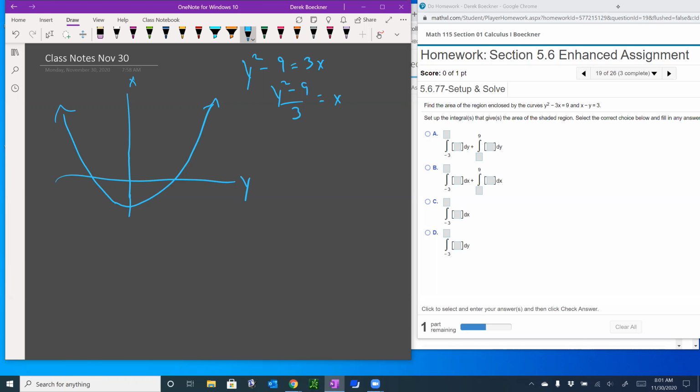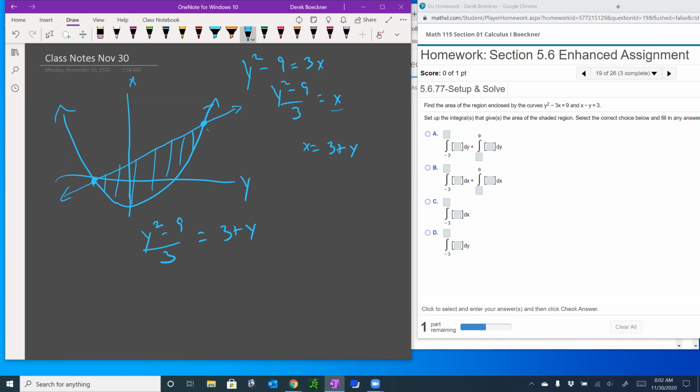And then x equals y plus 3. Going to look something like that. I need to figure out where to start my integration and where to end my integration in terms of the y values. So I need to figure out where these points cross. So if I've solved for x here, I need to set up y squared minus 9 over 3 equals, and if I've solved for x with this one, I get x equals 3 plus y.